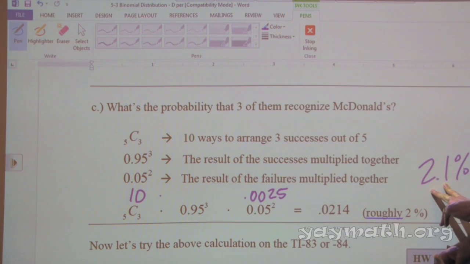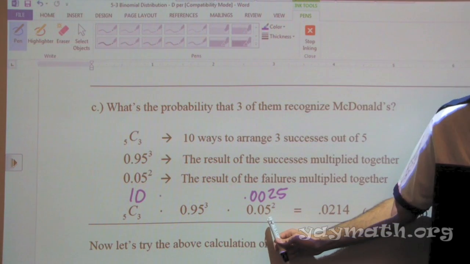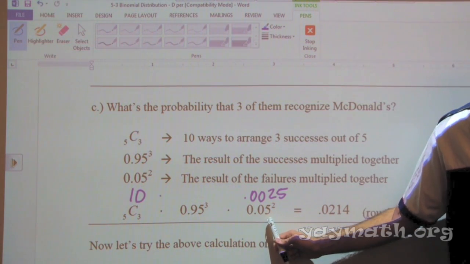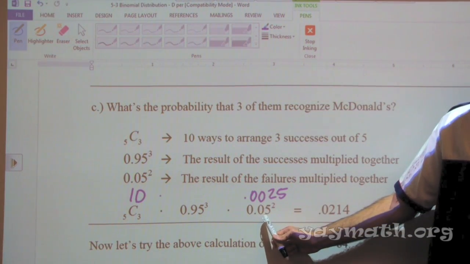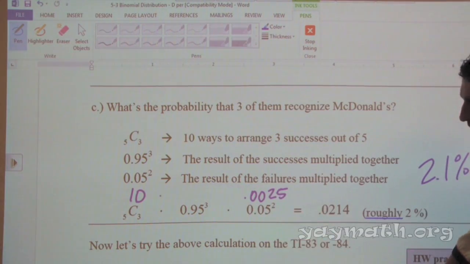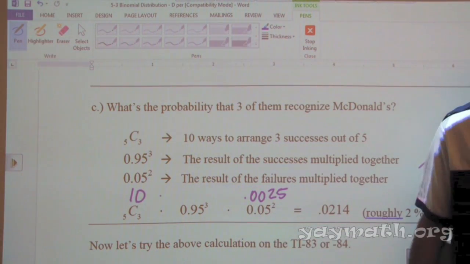You're on the right path now. The idea is that the reason this is so low, the reason it's 2% is so low, 3 out of 5 recognizing, is actually good for McDonald's. Because they're acknowledging that the chances that 2 people do not recognize brings the probability very low. It's 0.05 times 0.05. And that ultimately weighs down the percentage. It brings it really low. So that's actually good for them.